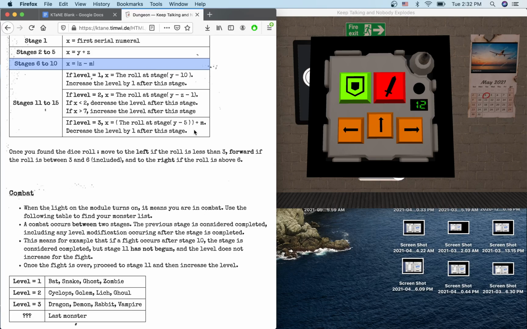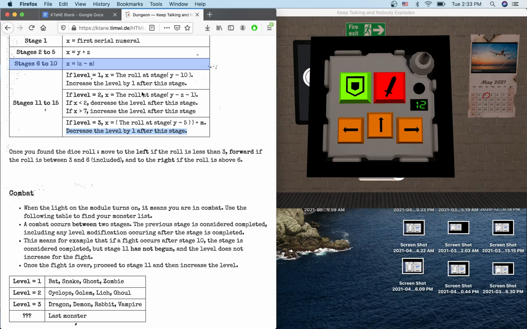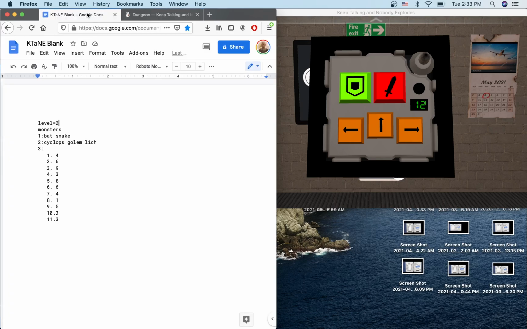So, like I said, fighting a monster at stage 5 is going to be level 1. However, with these rules here, the level decreases before you fight a monster. So if the light was lit right now, we would be fighting a monster at level 2, not at level 3. These rules apply as soon as you move. So that is a little bit of a quirk there.